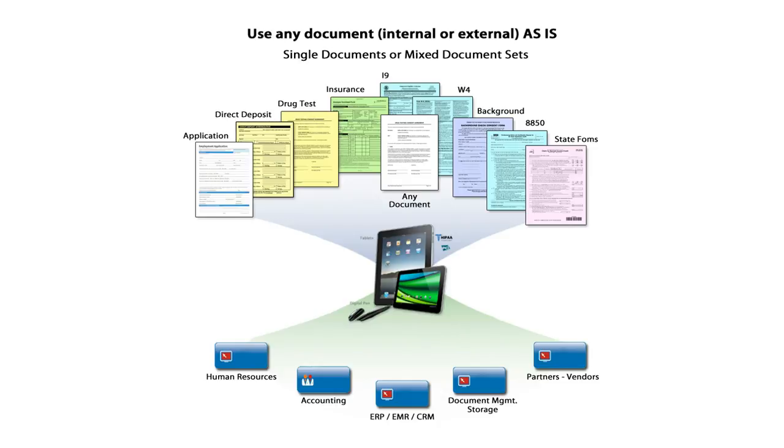When we talk about HR documentation, there's a lot of it, and it comes from different sources. The image on your screen shows a set of documents. Now, this includes internal documents like application consent forms, documents provided by third-party vendors for direct deposit, drug test, insurance, as well as state and federal documents.